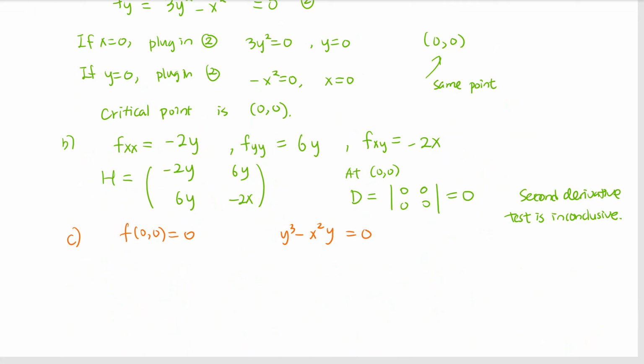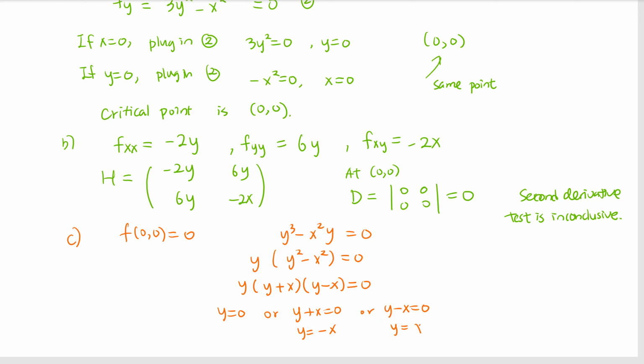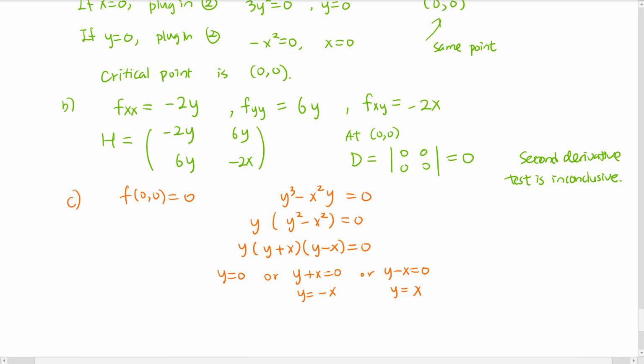Okay, what's the level set? What's the common factor? Y. And we have y squared minus x squared. We can factor further: y plus x, y minus x. So we have y equals 0, or y plus x is 0, which means y equals minus x, or y minus x is 0, so y equals x. Okay, so how do we draw the level set?